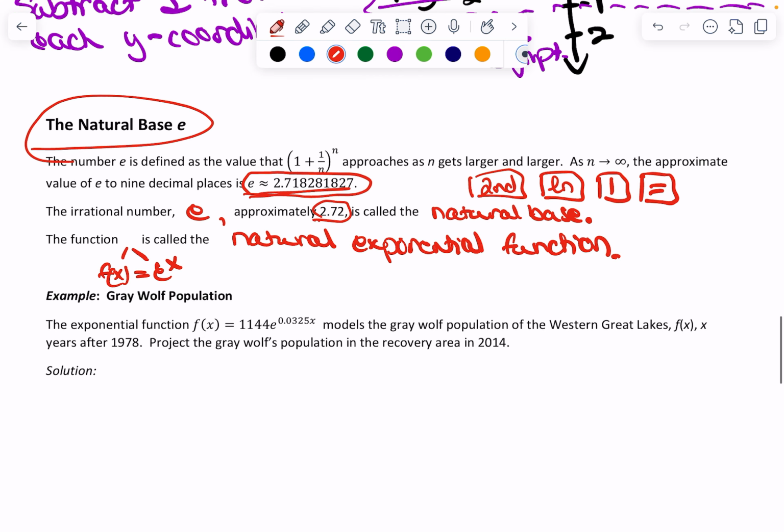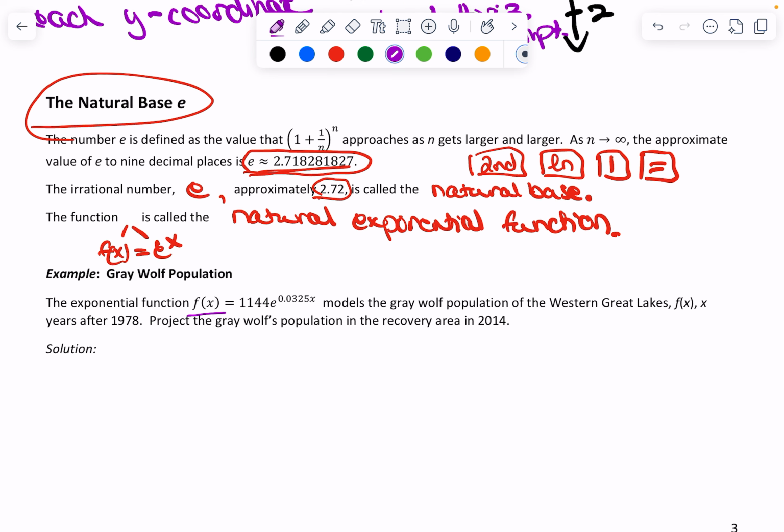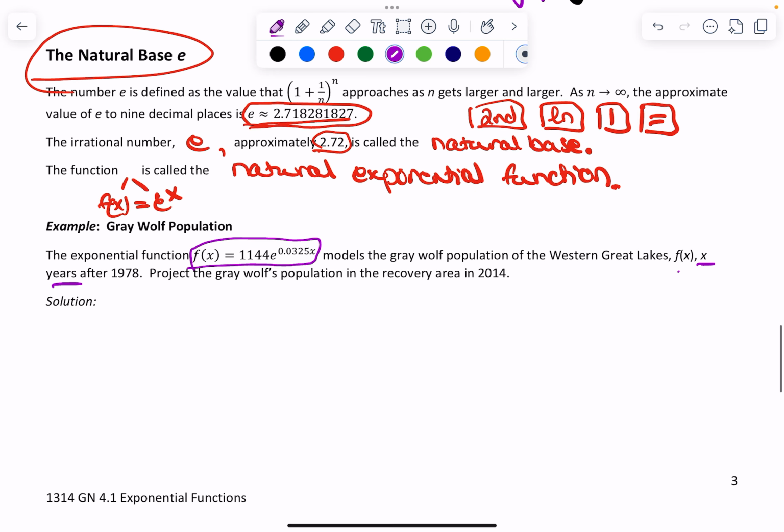Okay, let's look at an example. The gray wolf population is modeled by the function f of x equals 1,144 times e to the power of 0.0325x. So, hold on. It models the gray wolf population of the Western Great Lakes, f of x years after 1978. Project the gray wolf's population in the recovery area in 2014.